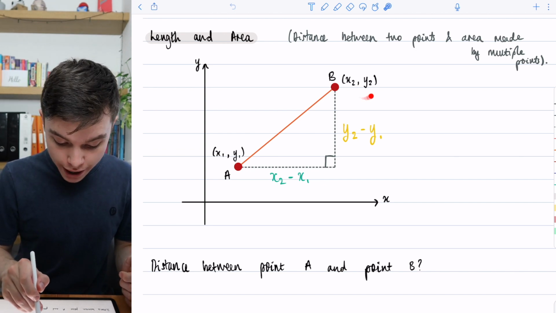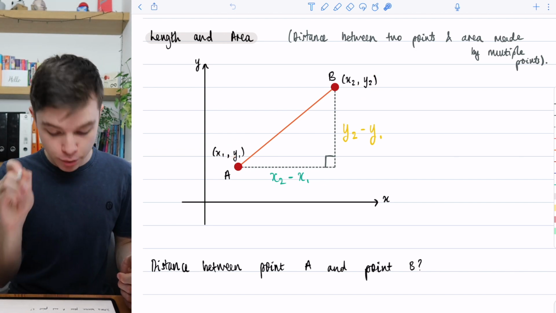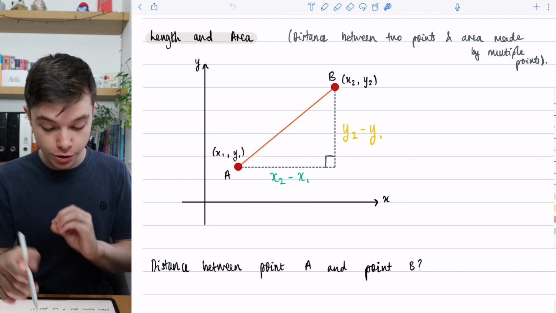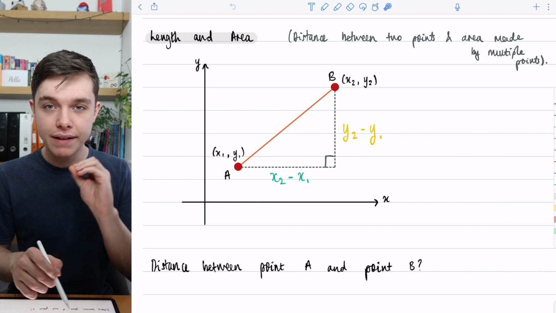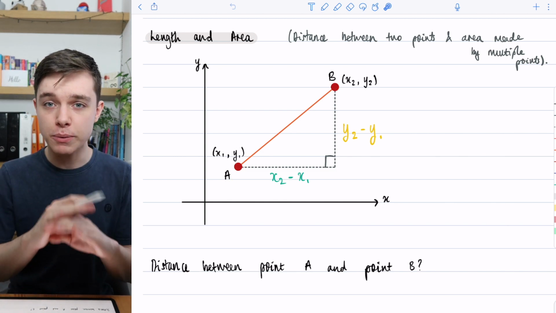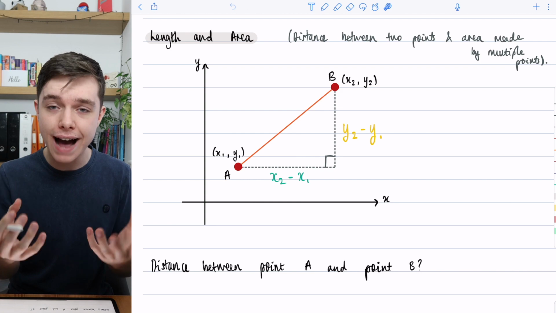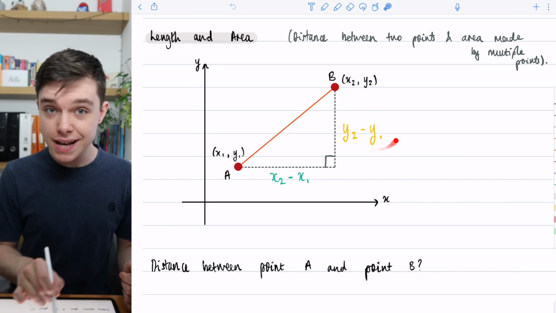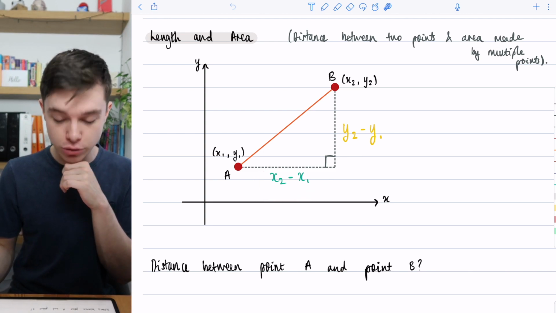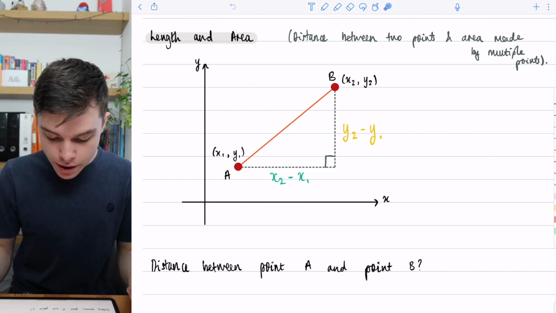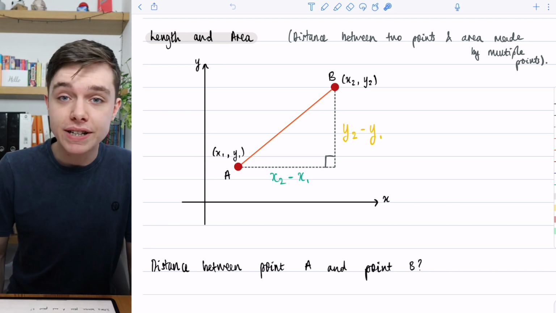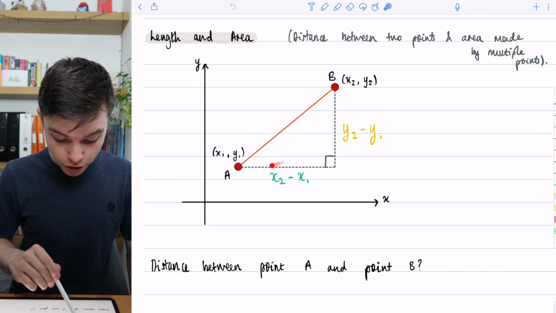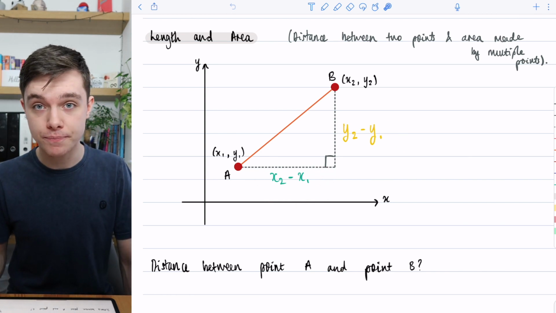We can't do y2 minus y1, but then do x1 minus x2, because for the y part, we're doing B minus A, but then for the x part, we're doing A minus B, which we can't do. So for both parts, we have to do either B minus A or A minus B, just so the signs add up both ways, okay? So that's what we do, and then for the gradient, we just do the change in y divided by the change in x. So y2 minus y1 divided by x2 minus x1, okay?